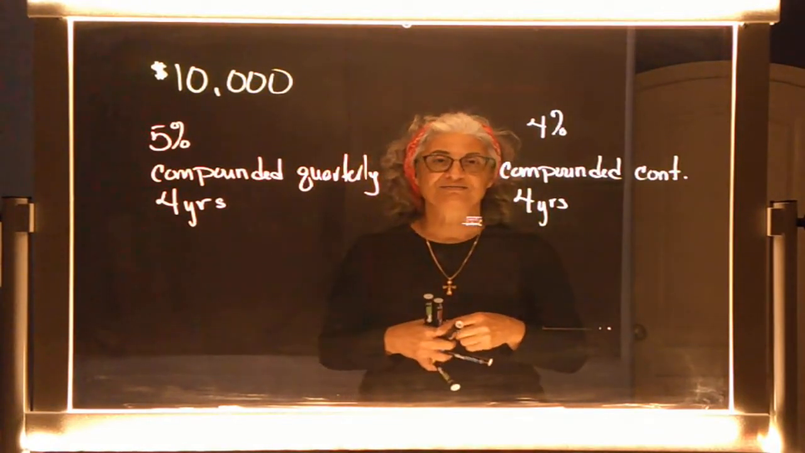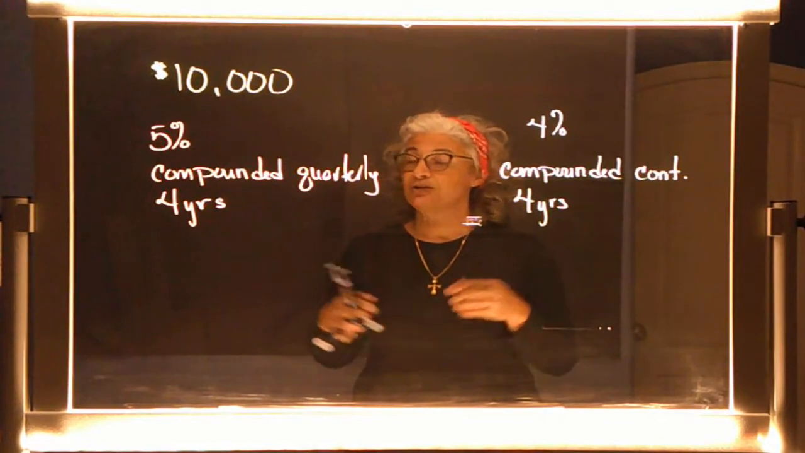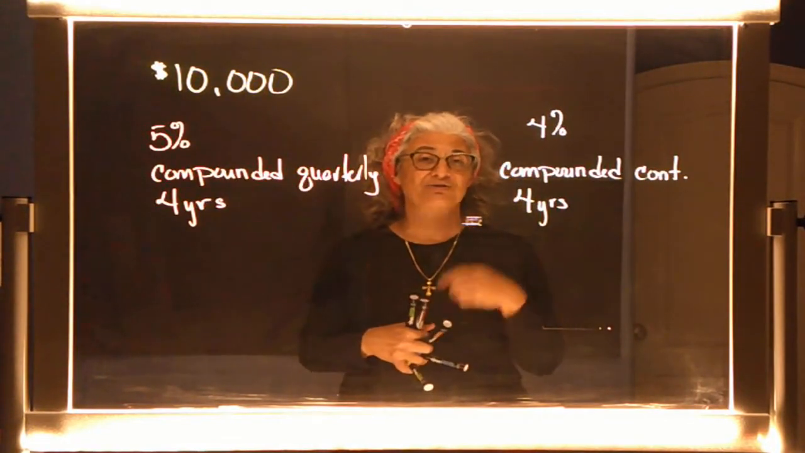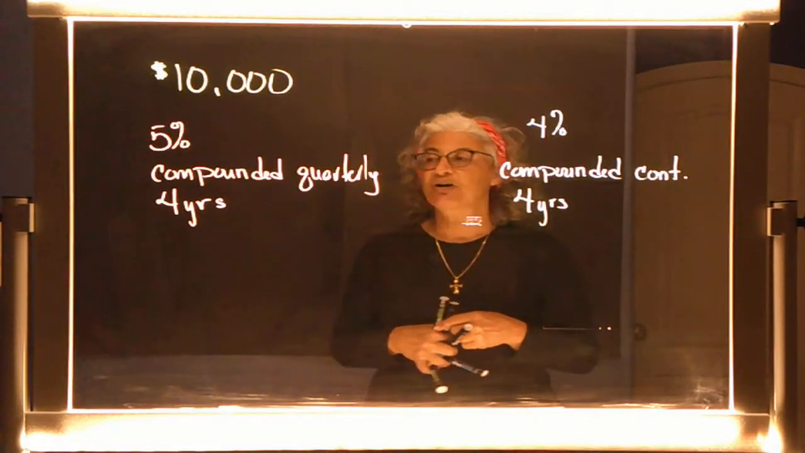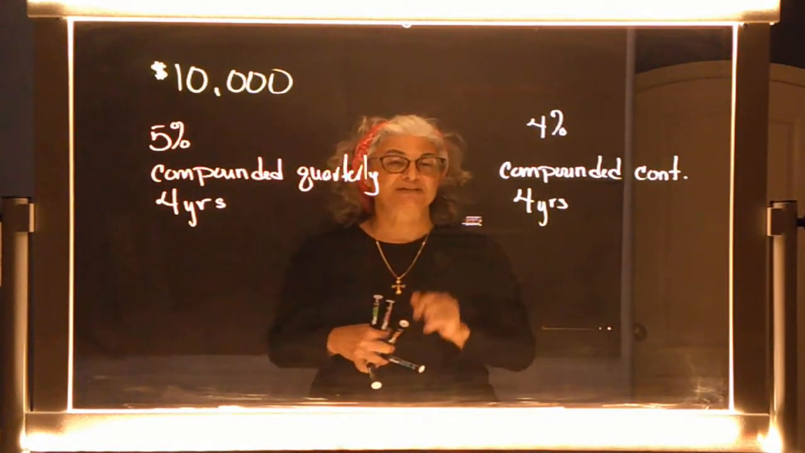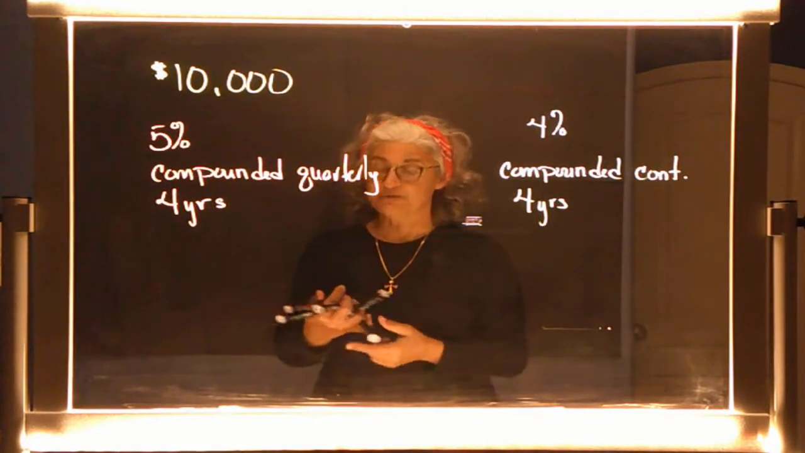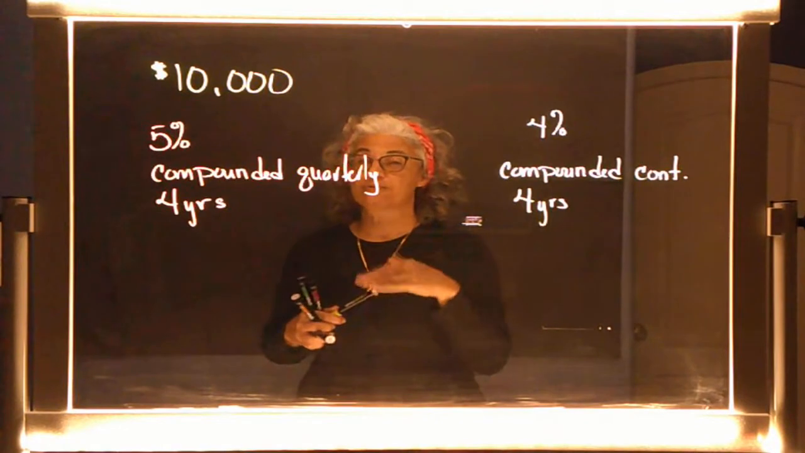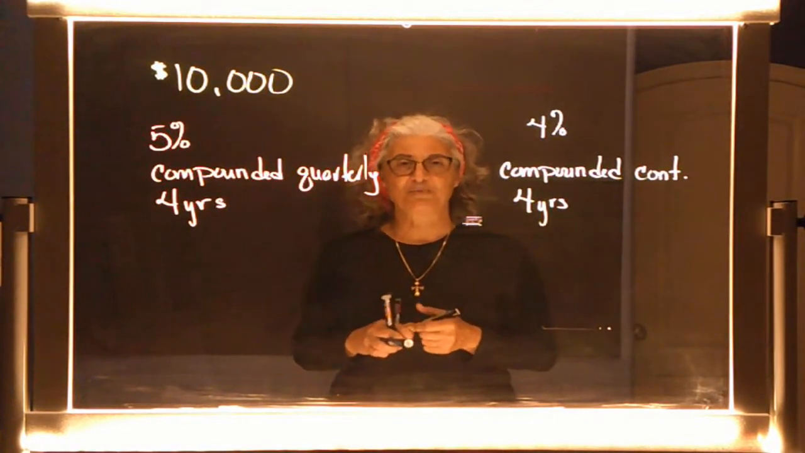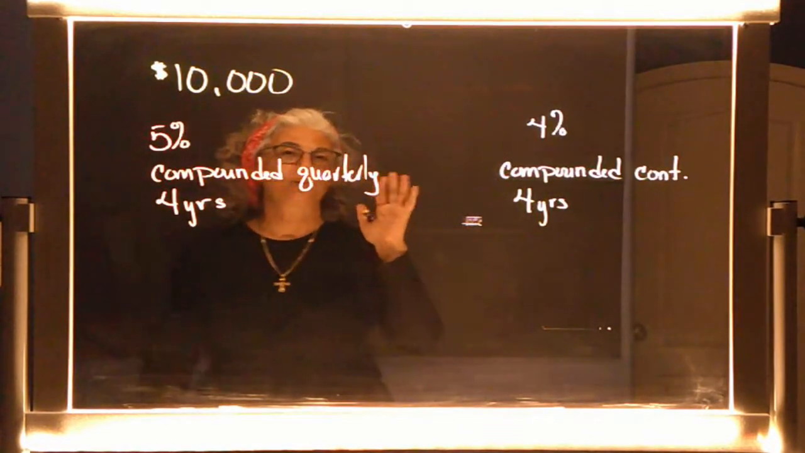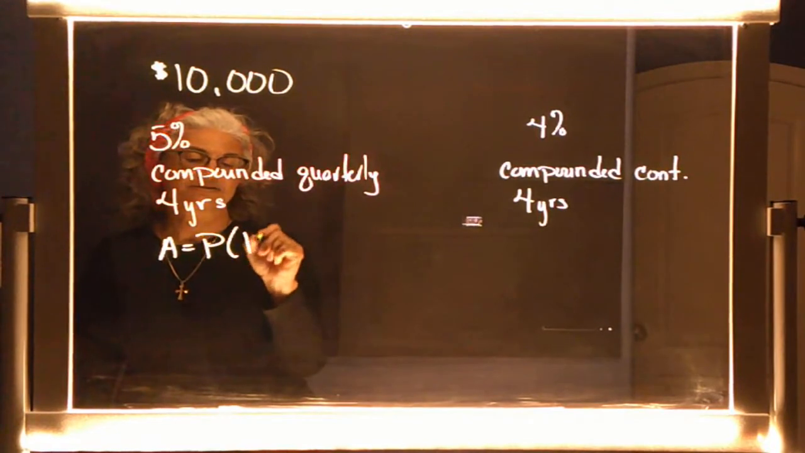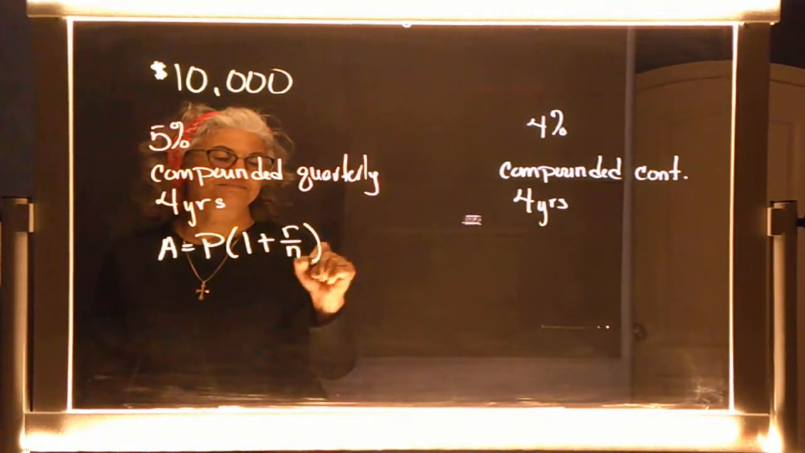So here's the thing. We have two problems to work out because you want to figure out where you're going to put that $10,000 to earn the most amount of money. So let's look at this one over here. It's being compounded quarterly, isn't it? Okay, so since it's compounded quarterly, what formula are we going to use? That's right, the compound interest formula, which is A equals, right?